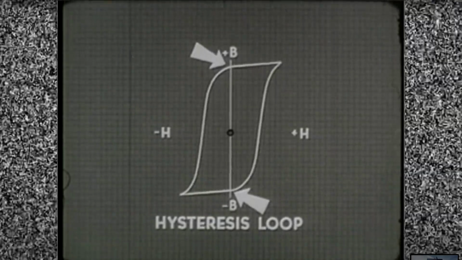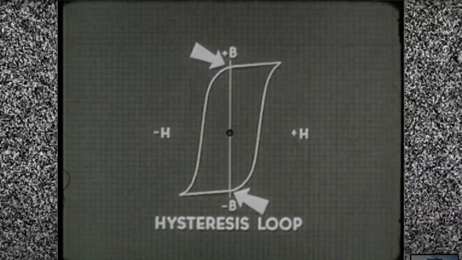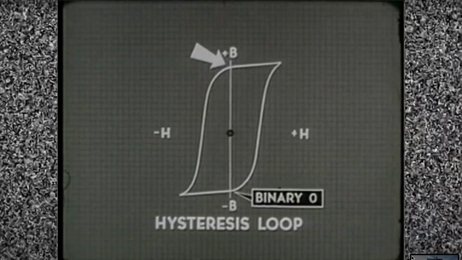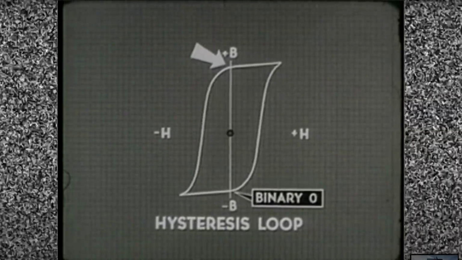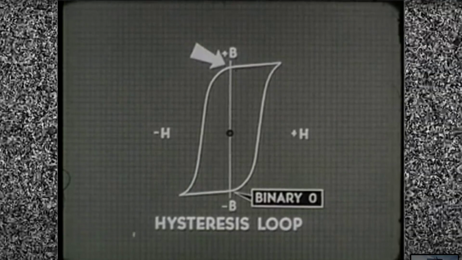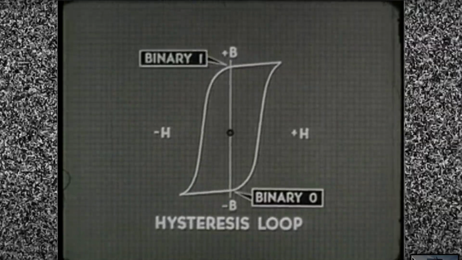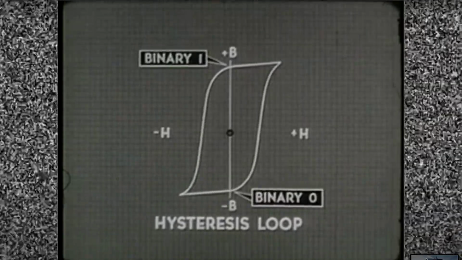If a core with a rectangular hysteresis loop is in the binary 0 state, we're going to have to apply a substantial pulse of non-dot current in order to set it to binary 1. A lesser pulse just won't make the switch.